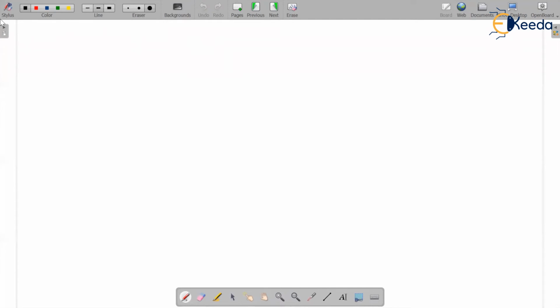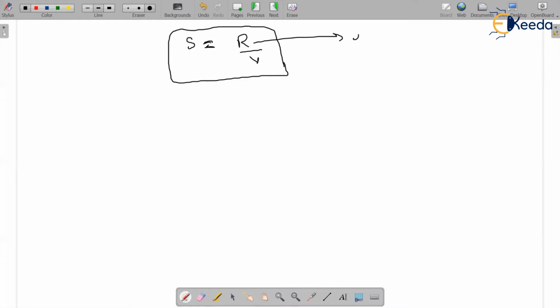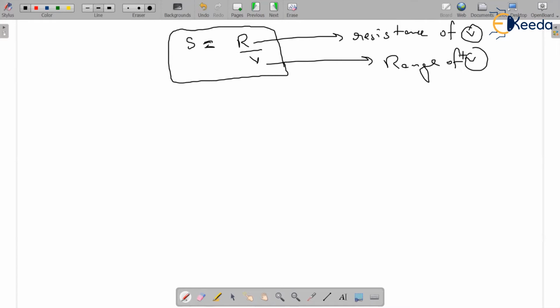Now I is equal to V by R. So sensitivity is equal to R by V. What is R? Resistance of voltmeter. And V is the range of the voltmeter. And this is sensitivity.